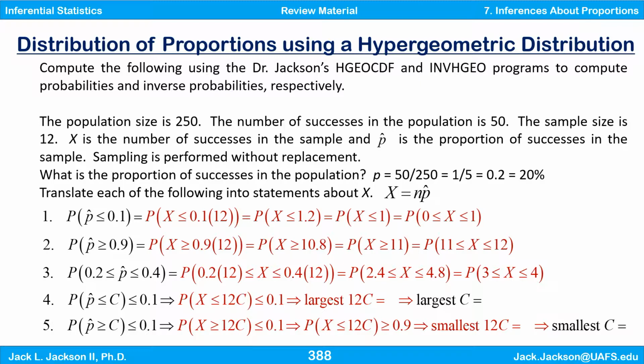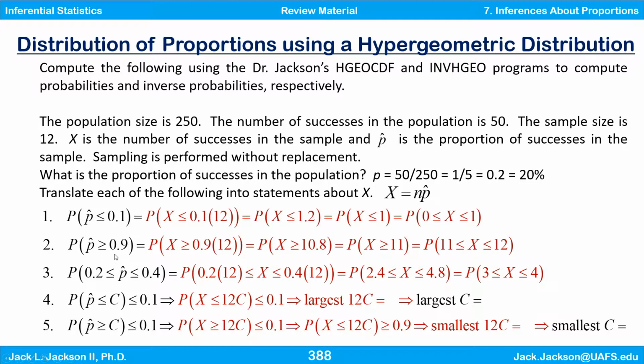We can translate each of these into statements about x by multiplying by n. n times p hat is x, and n is 12. So this 0.1 times 12 is 1.2. X less than or equal to 1.2 might as well be x less than or equal to 1, or really x between 0 and 1.